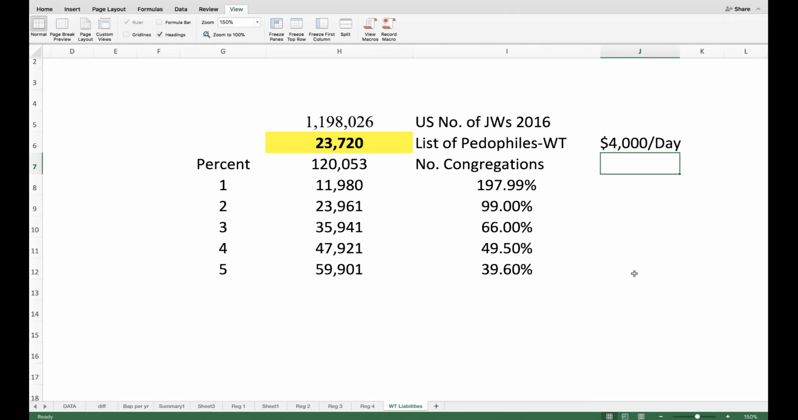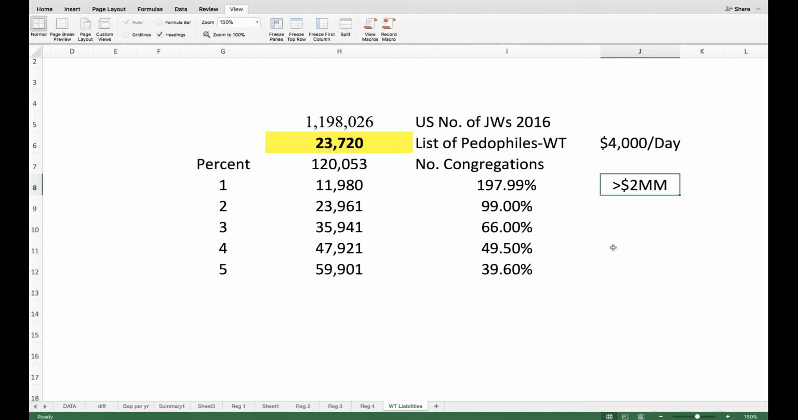Now it's been roughly 2 years. The number that the fine is up to is greater than $2 million currently. So they've accrued at this rate a fine of over $2 million. Now this fine is substantial.